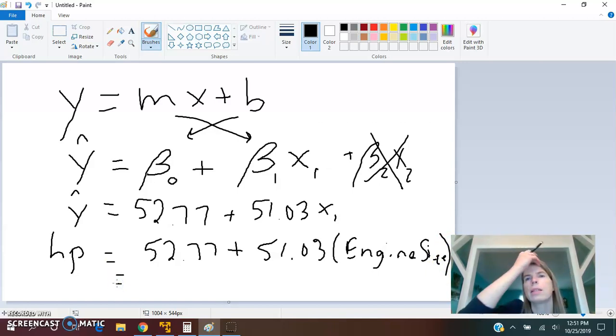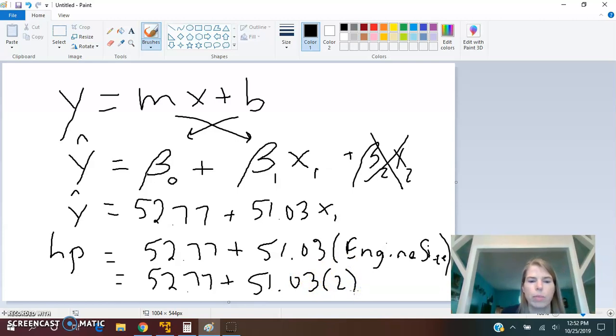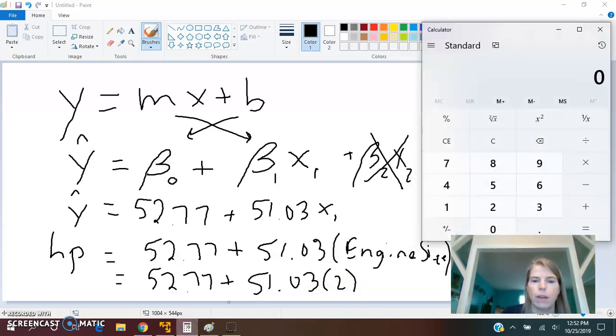All right, now engine size is the same thing as engine displacement. So in your vehicles data set that you're using, that's the displ variable, and it's in terms of liters. And what I'm going to do now is the last step of the process. It's going to use this equation to make a prediction. I'm going to predict the horsepower for a 2-liter engine size. So I'm going to plug in 2 right here. And I'm going to bring up my calculator and figure out what this will be.